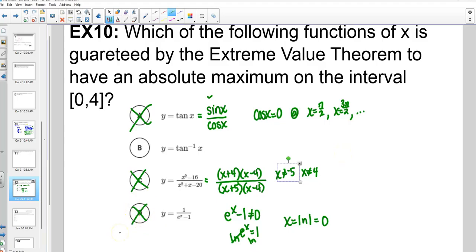So I feel grateful for this because that means I don't have to think about B, which is an inverse trig, and inverse trig is actually continuous, so we don't have to worry about it. Okay, all right.